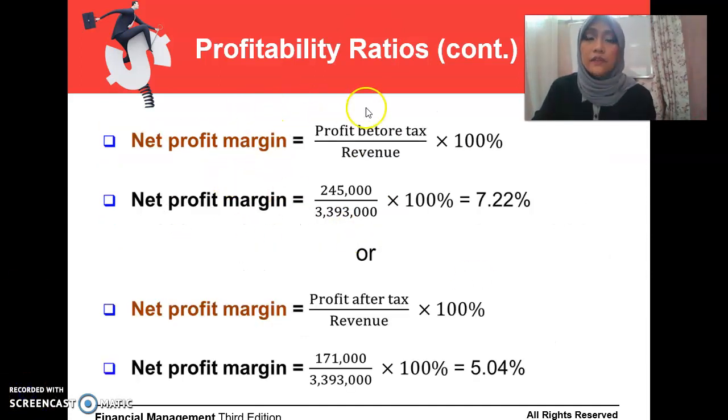Okay, this is the formula for profitability ratio for net profit margin. Just now was gross profit margin. So for net profit margin, of course, you have to take the profit before tax over revenue times 100. So based on the income statement, you take the amount of profit before tax over revenue. So we get 7.22%. Or you can also take profit after tax, if you don't have the profit before tax, divided by revenue times 100.